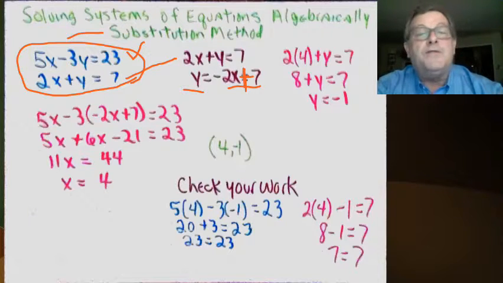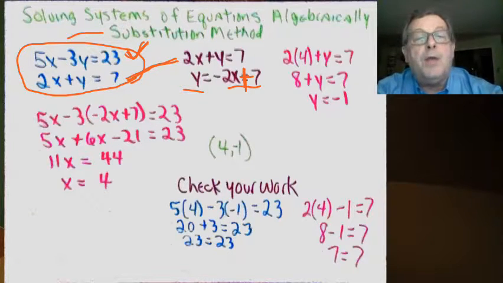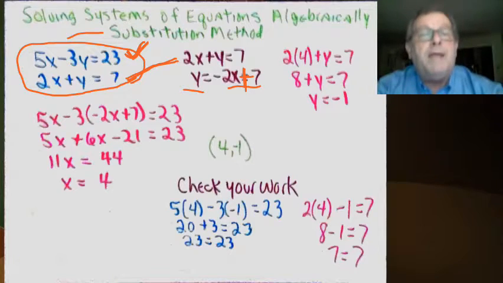Now that I've isolated the y, I can take this and substitute it back in for y in the first equation. So I use this one to isolate the y, and I plug it back in to the remaining equation, which in this case is the first equation. So here you see what I've got: I took 5x minus 3 times, and I inserted minus 2x plus 7, equals 23.